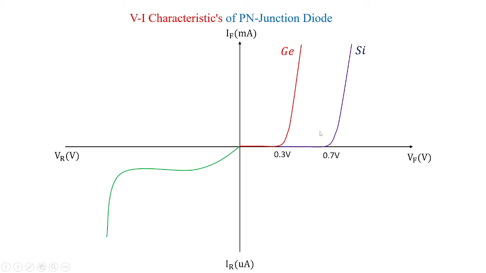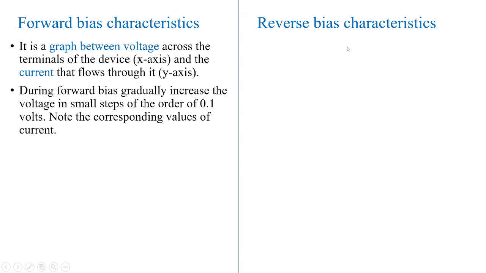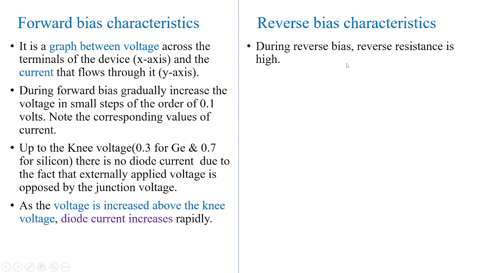Here you can see the current after the knee voltage, under germanium or silicon, is increased in this fashion. Okay, under reverse bias, the reverse resistance is high. Why the reverse resistance is high, we are going to see in our future classes. And the current is due to the minority charge carriers. Now what are these minority charge carriers? This is also an important fact.